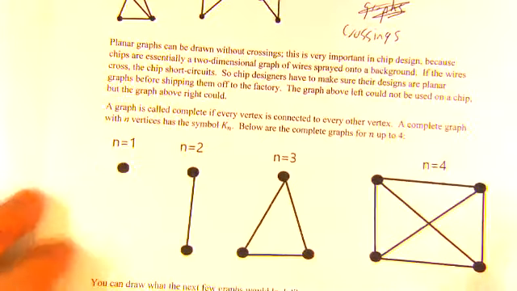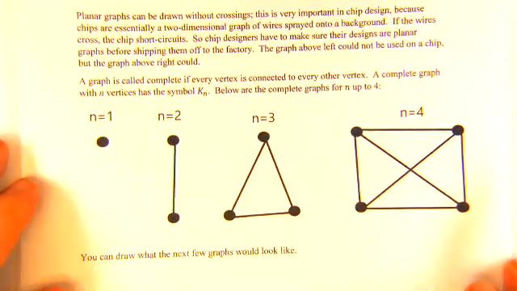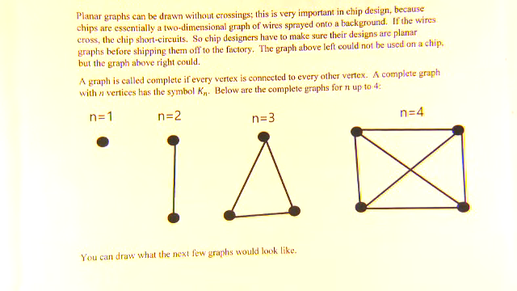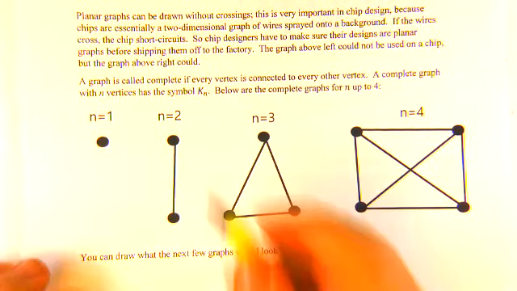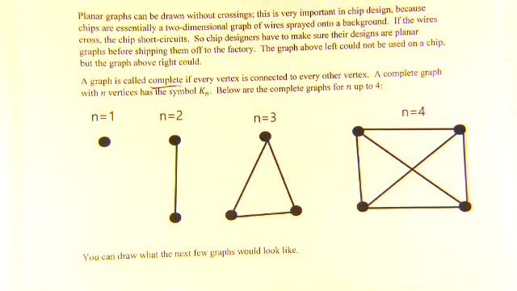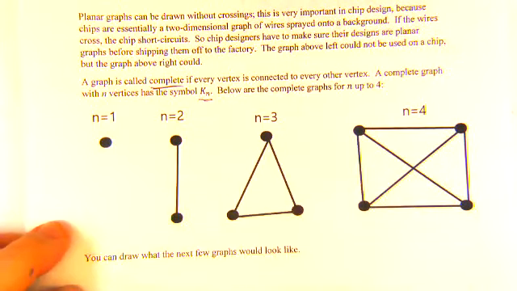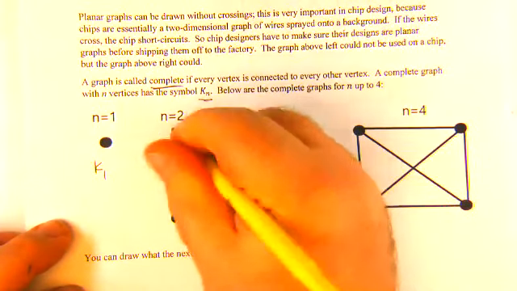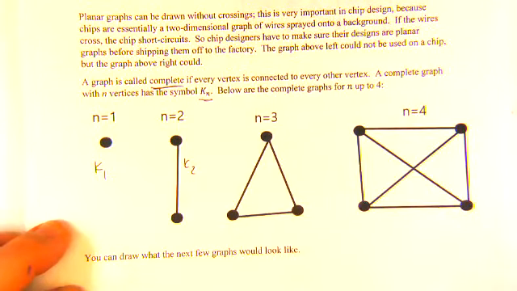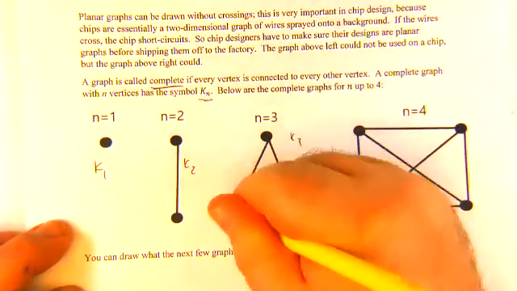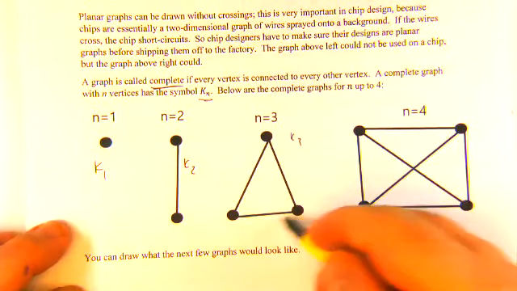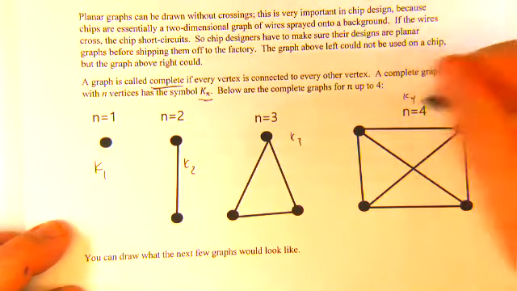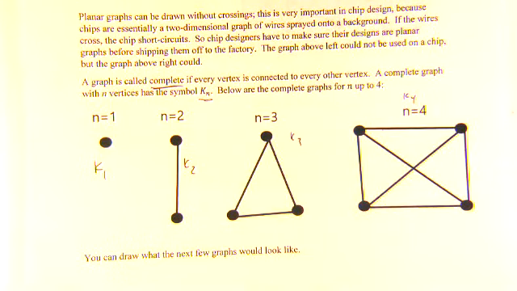So to talk a little bit about what makes something planar or not planar, we have to talk about complete graphs. A graph is called complete if every vertex is connected to every other vertex. And a complete graph with n vertices is symbolized Kn. So this is K1, one vertex, no edges. K2, both the vertices are connected. K3, each vertex is connected to both of the other 2. K4, each vertex is connected to all the other 3.